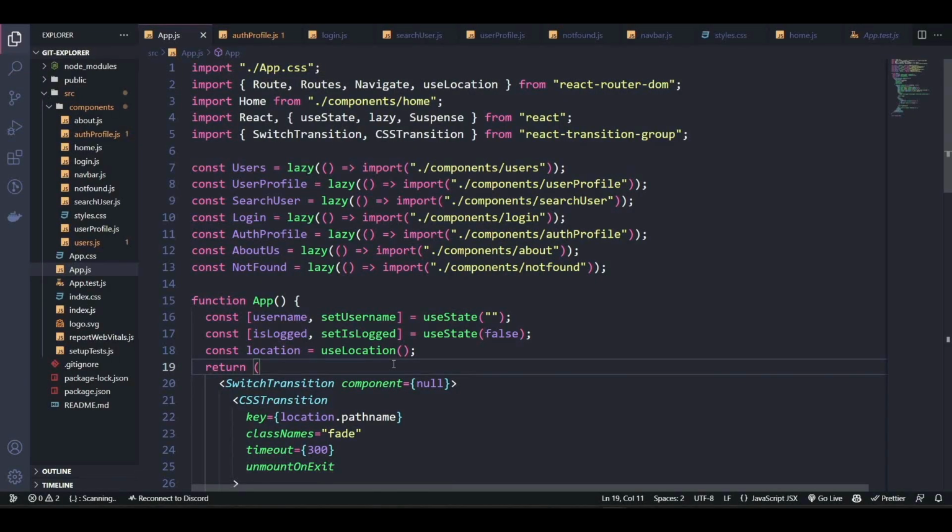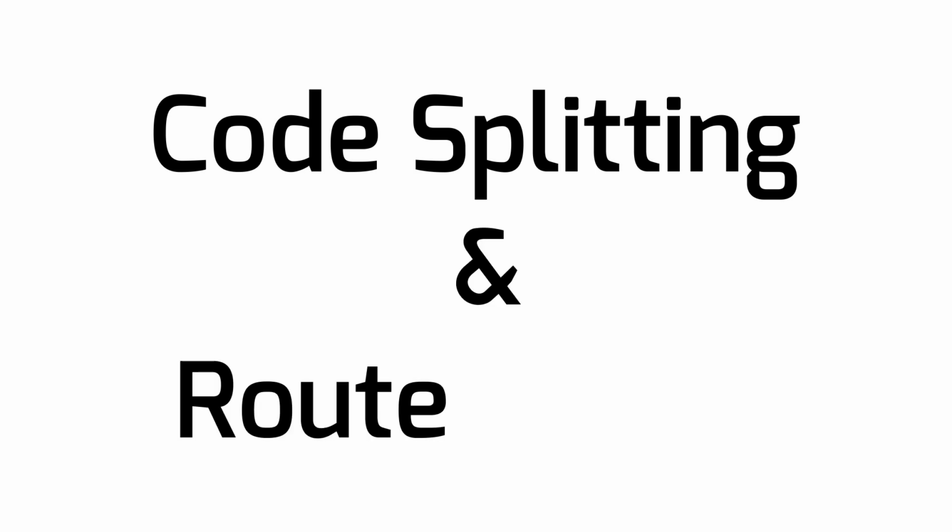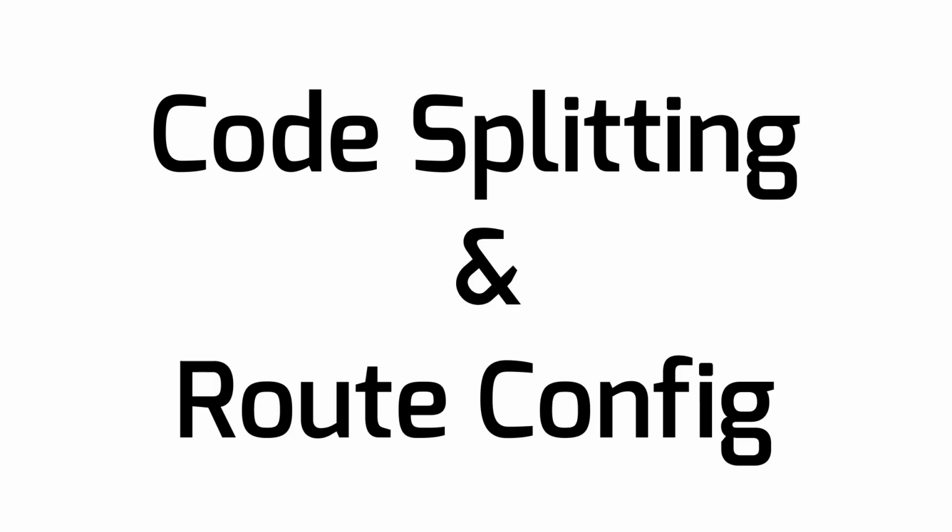Alright my friends, welcome to this lesson. In this lesson, we will learn about code splitting and route configuration. Instead of defining routes in line, you can create a separate configuration file to manage your routes. This approach allows for better organization and separation of code. You can define an array of route objects that specify the path, component, and any other necessary properties for each route. Then you can map over this array to render the routes dynamically. Let's see how that works.